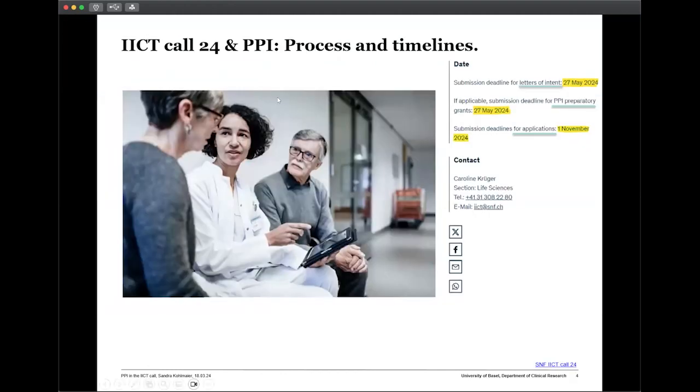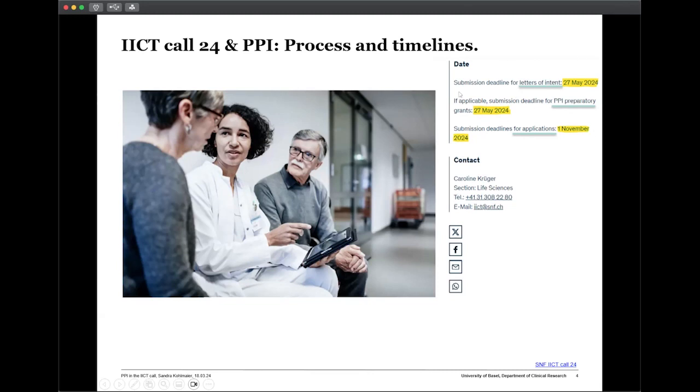So the timelines and the process. Regarding the timelines, it's nearly the same as last year. It's always the end of May. This year it is the 27th. Last year it was the 26th of May, when you have to submit. The first part you have to submit is the letter of intent. Together with this letter of intent, you also submit your PPI preparatory grant if you want one. I will come back to that point later. And then in November, you submit the final proposal. These are the raw timelines.